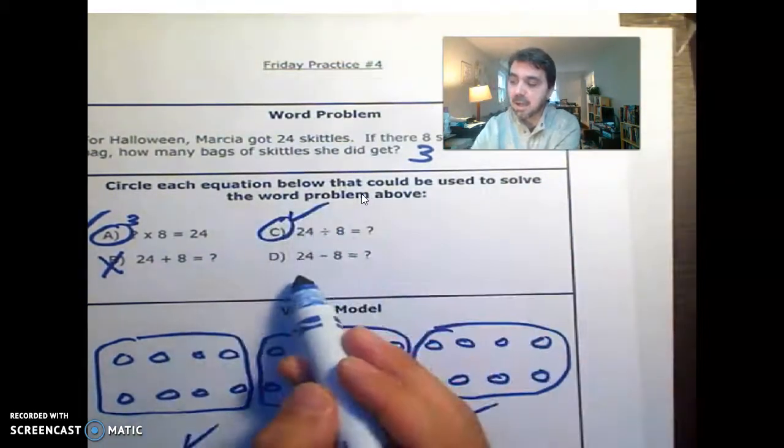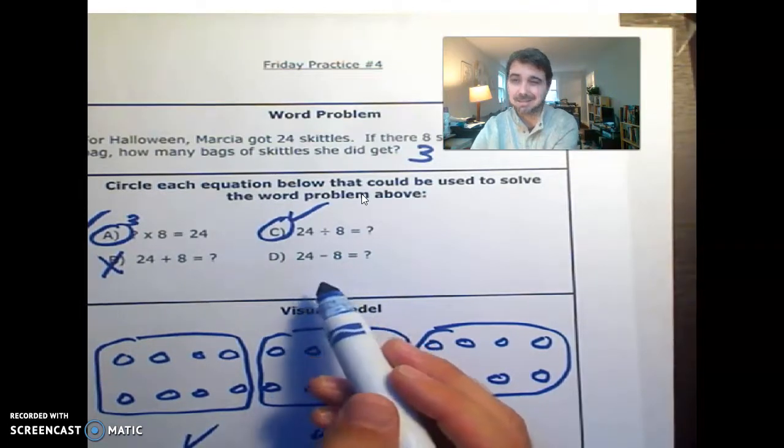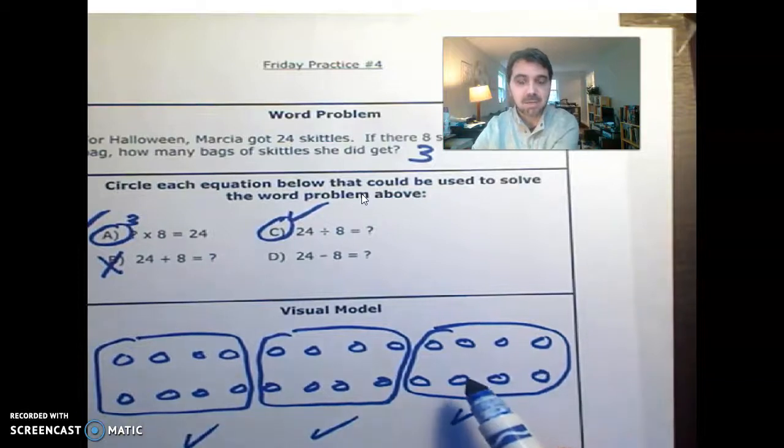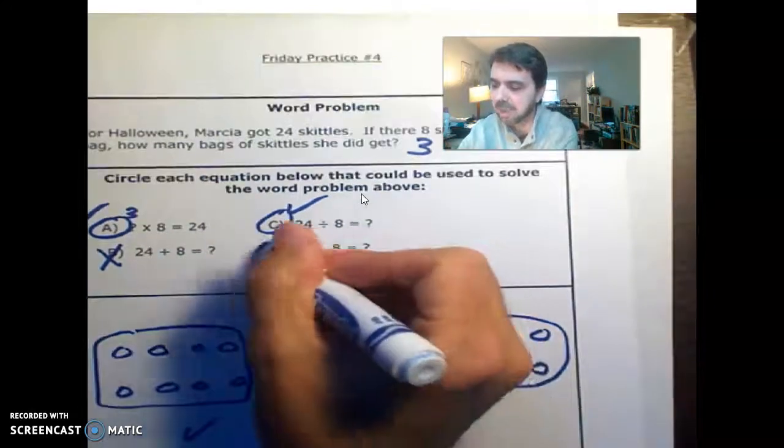Absolutely. 24 minus 8. That would give us 16. Does that make any sense to what's going on here? If I said, boys and girls, I got 24 Skittles for Halloween and I ate 8 of them, then that would represent that situation. But that's not at all what's happening. So we're going to cross that off.